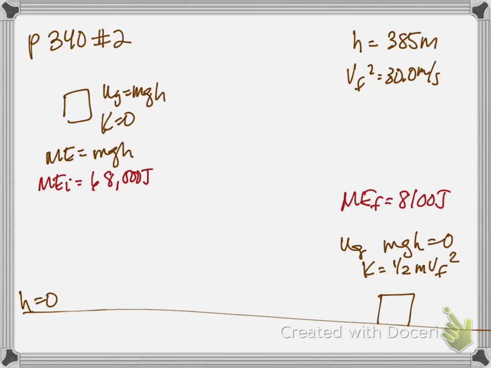If you use the suitcase and the earth and the atmosphere as the system, well, the atmosphere is going to warm up a little bit. The suitcase is going to warm up a little bit. The ground is going to warm up a little bit, and that's just internal energy.